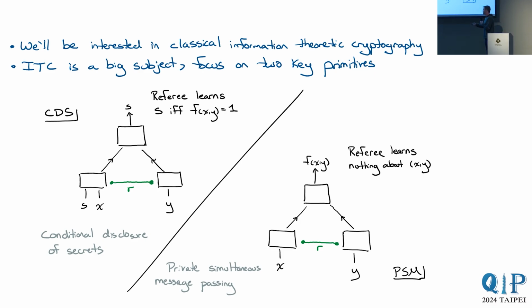Okay, so private simultaneous message passing is a similar primitive. The communication pattern is the same. Again, we have Alice, Bob, and the referee. Now there's no notion of a secret, however. Instead, what we'd like is for the referee to be able to compute f of xy, but otherwise learn nothing about the inputs x and y. Okay, so obviously the value of f says something about the inputs, but beyond that, we want the referee to not learn anything.